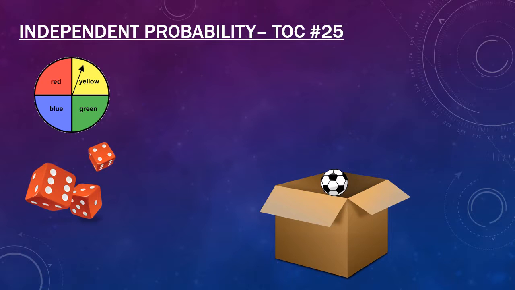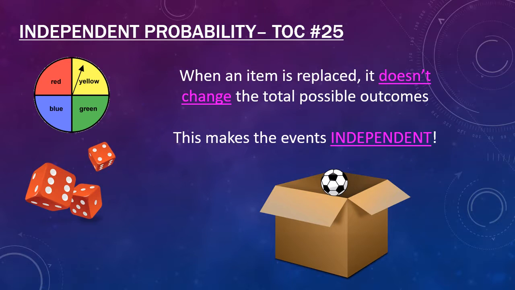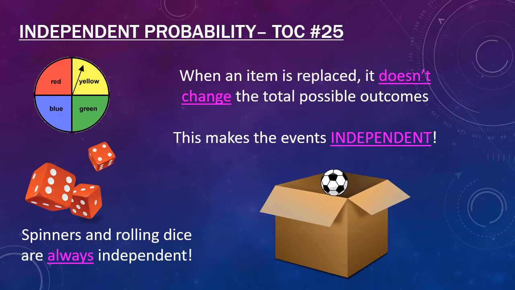So independent probability, here's a further explanation with some pictures. It is when an item is replaced so that it doesn't change the total possible outcomes, and this is what makes it independent. So for example, if I take a soccer ball out of a box, but then I put it back in, there's still the same number in the box as when I started. So it's an independent event. And I already said this, but I'm going to say it again, that anytime you have spinners or you're rolling dice, these are always independent because each spin is independent of the next one. It's not like I'm taking sections off the spinner.